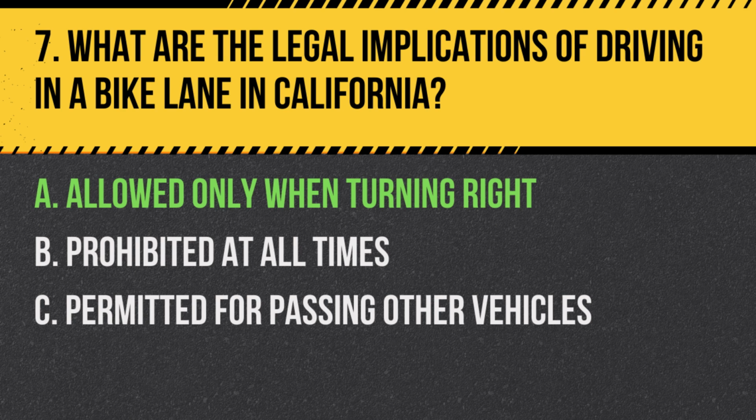Answer A. Allowed only when turning right. In California, drivers may enter a bike lane only when turning right within 200 feet of an intersection or driveway.